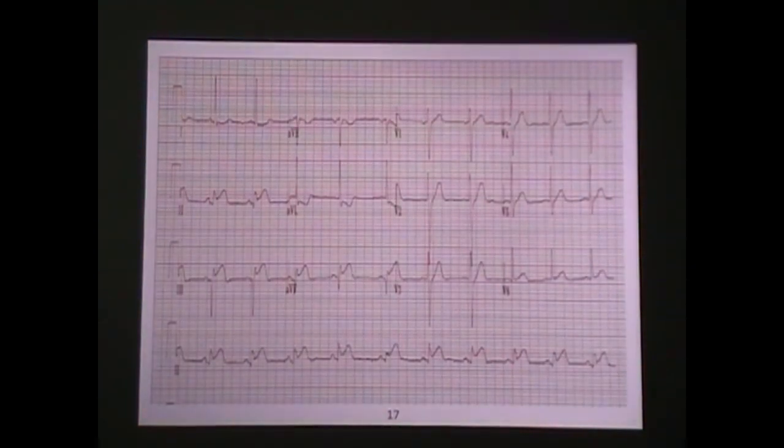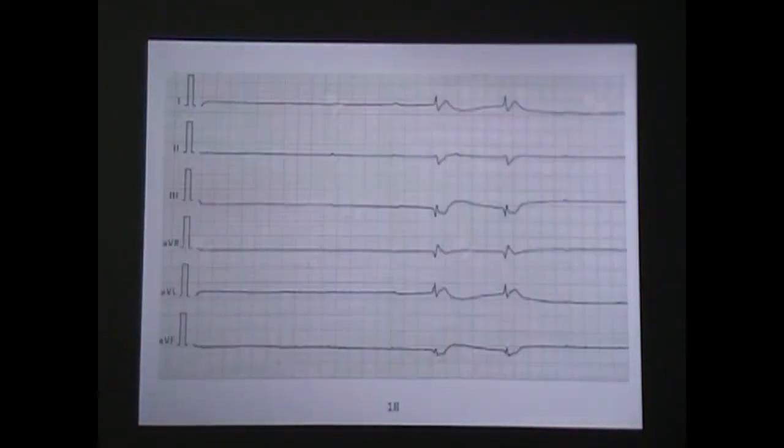Again here, we'll just do this one quickly. I've got, boom, inferior, and I've got reciprocal changes in aVL. Can't say I've got anything else there. Nothing else is really jumping out at me. I know I've got an inferior.